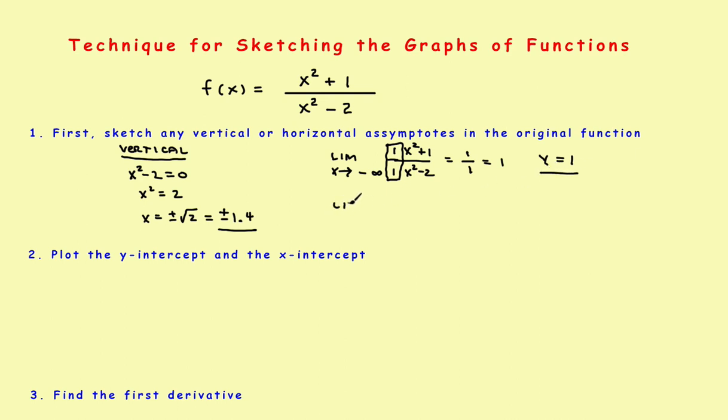Now, we'll take a look at it going way off to the right. As x approaches positive infinity, you've got the same thing: x squared plus 1 over x squared minus 2. You can use exactly the same argument because the power in the numerator is the same as the power in the denominator. The ratio will be the leading coefficients, 1 over 1, which is 1. So again, going off to the right, it's the same horizontal asymptote, y is equal to 1. So the horizontal asymptote in this case is a horizontal line through y equal to 1. Let's go ahead and sketch that one.